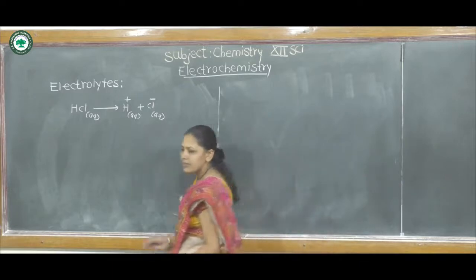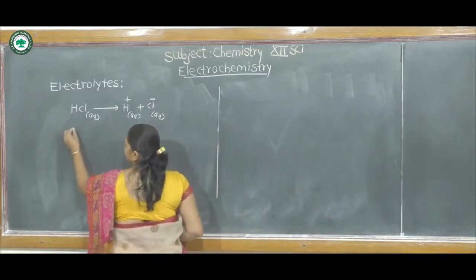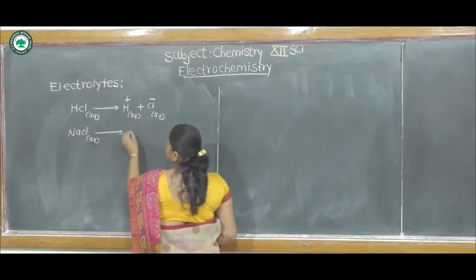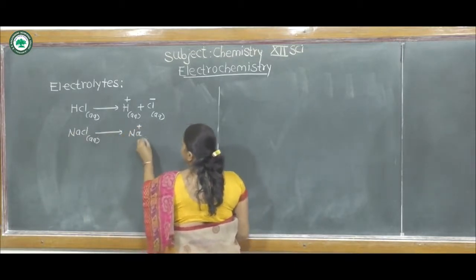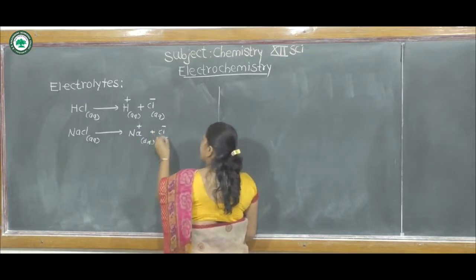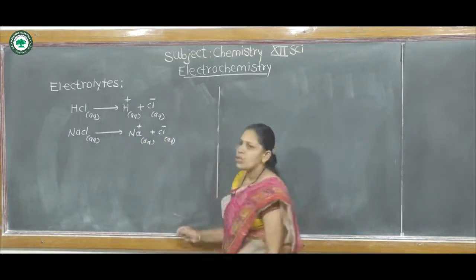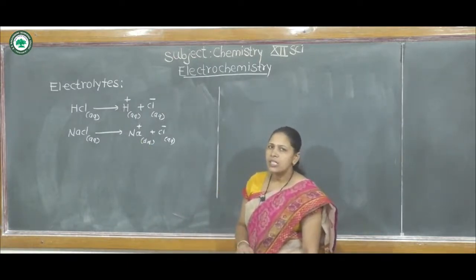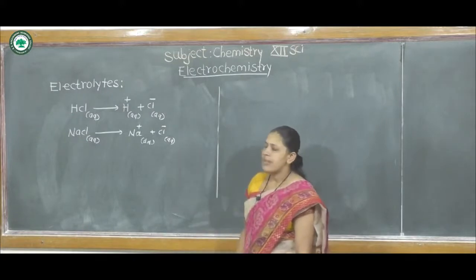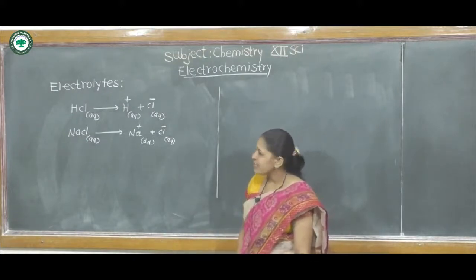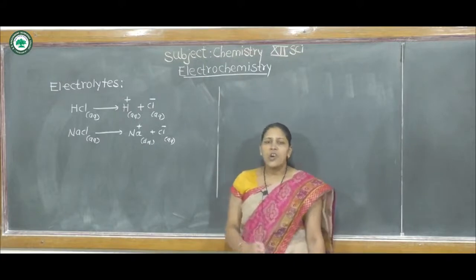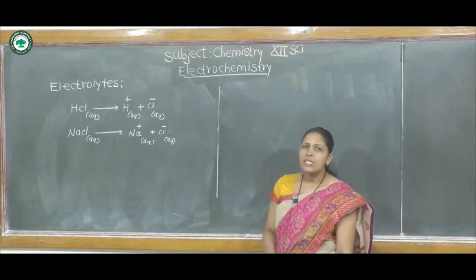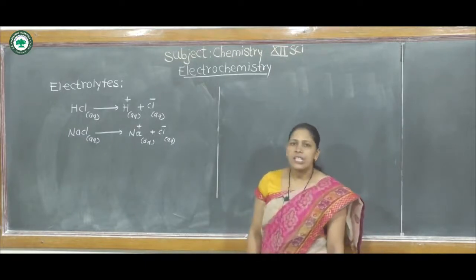Second example, NaCl, which dissociates to form Na+ ion and Cl- ion. Therefore, solution of NaCl also conducts electricity, therefore it is an example of electrolyte. Then all strong acids, bases, and all ionic salts are examples of electrolytes.